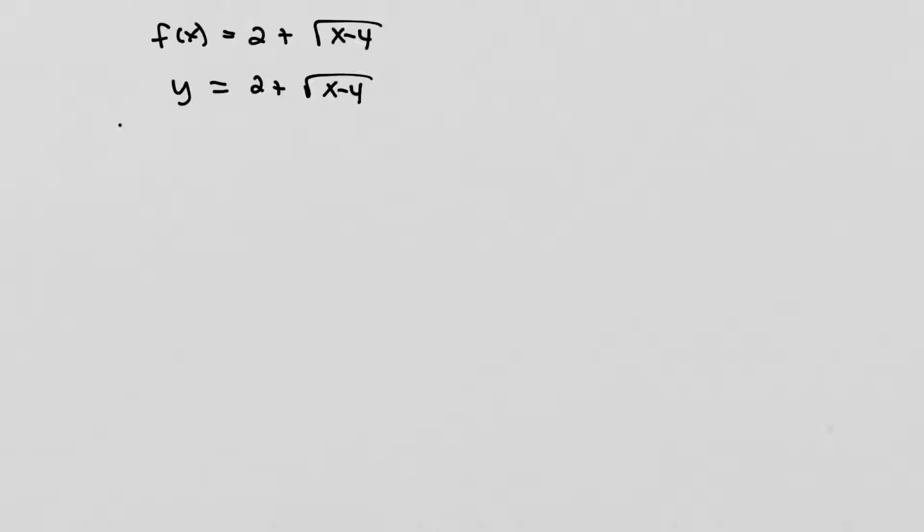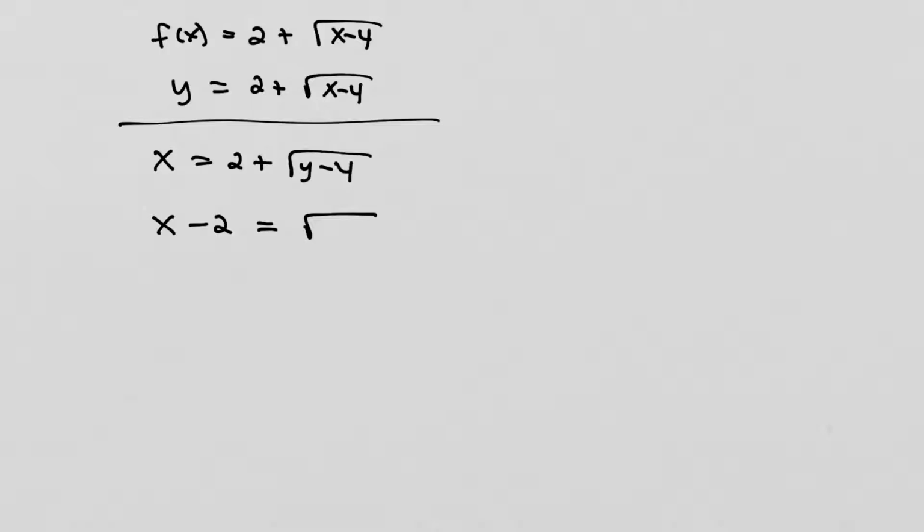Okay. So again, first step we're going to do is let's switch our x's and our y's. And then I need to try to solve this for y. So let's isolate that by taking the 2 over to get x minus 2 equals the square root of y minus 4. And then I need to get rid of that square root. So what we can do is square both sides.